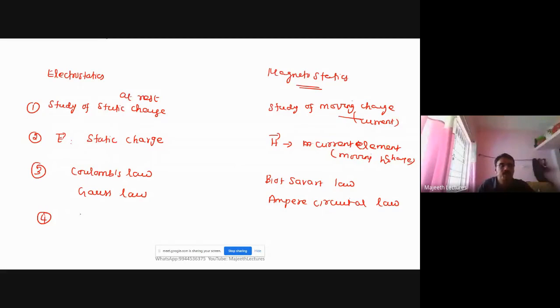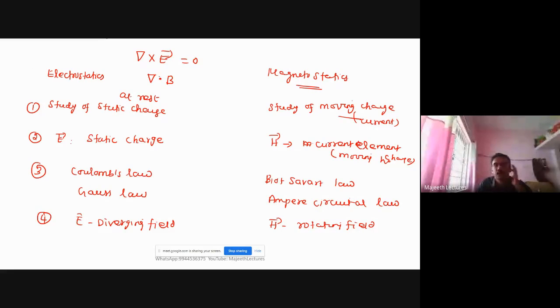Here we are going to fully study the electrostatic field. The E field is a diverging field. Hope you remember divergence and curl. The H field is a rotating field, and rotation means curl. That's why we studied divergence and curl. So for electrostatics you must remember del cross E is equal to 0, and del dot D.